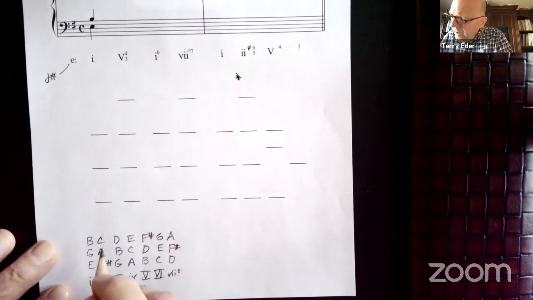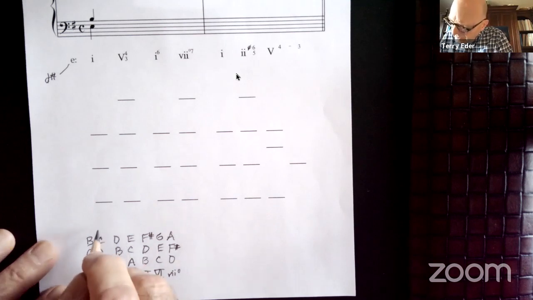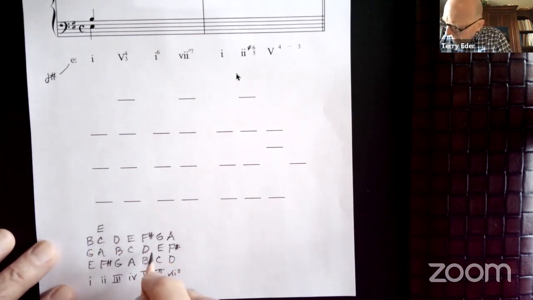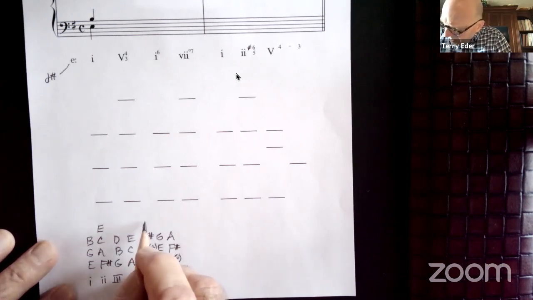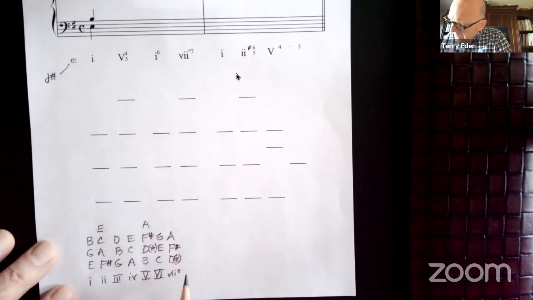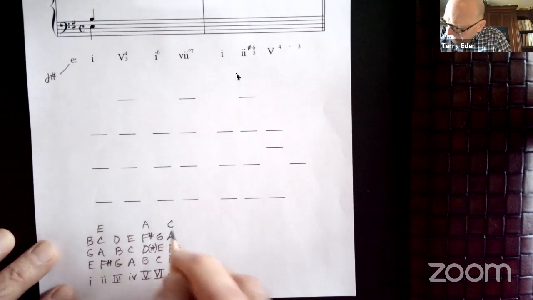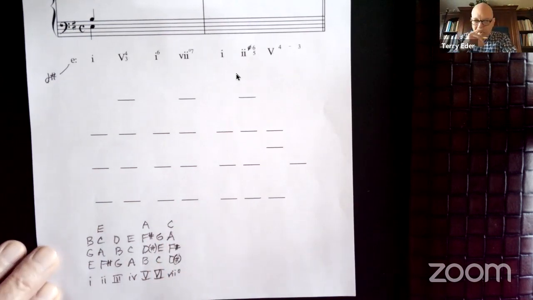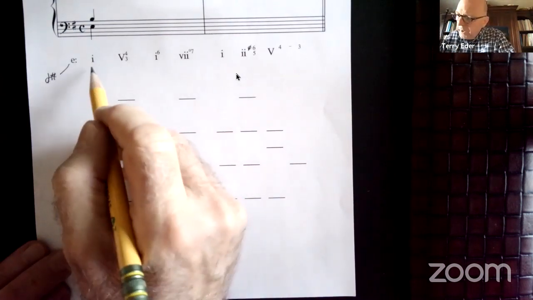And then on the 2, this would be an E. And on the 5, we've got to worry about that D sharp right there. And we've got to worry about it on the 7th also. I'll put them in parentheses. And then on the 5 chord, A. And on the 7, it would be C. Okay, so there we go. And now we're going to put these up here.